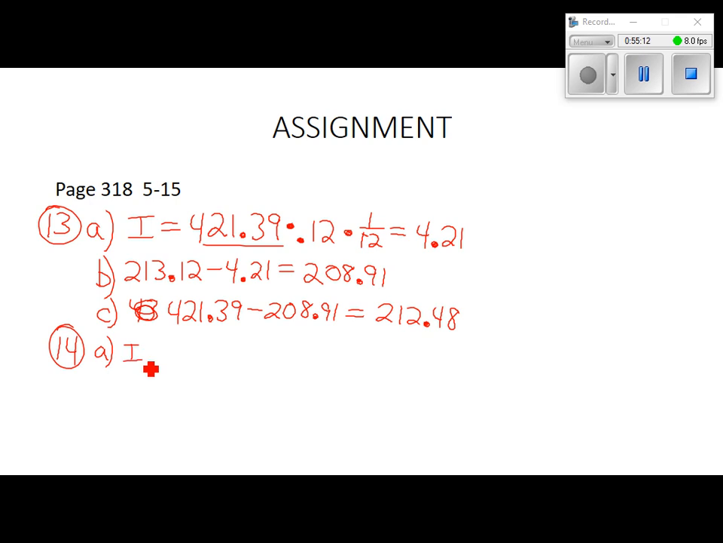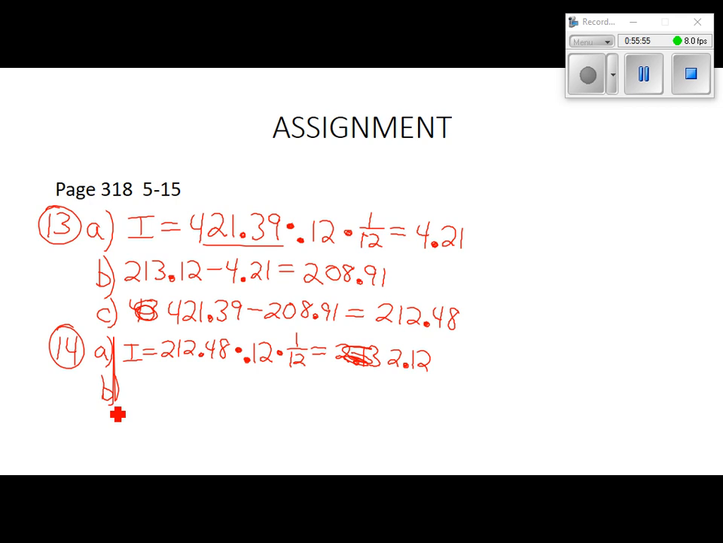Our interest, we're gonna use the 212.48 times what again? 0.12 times 1 over 12. That equals $2.13. After you run it around, it should be just 212. It's just 212, yeah, the 4 will round up. So if it's 212 or 213, we'll see as we go down through here. Different companies will do different things.